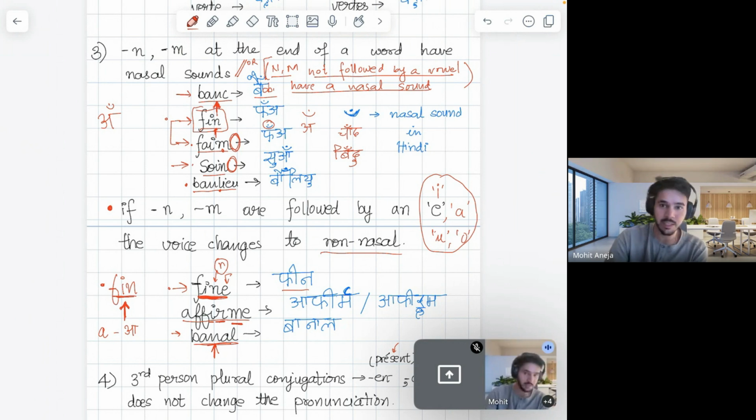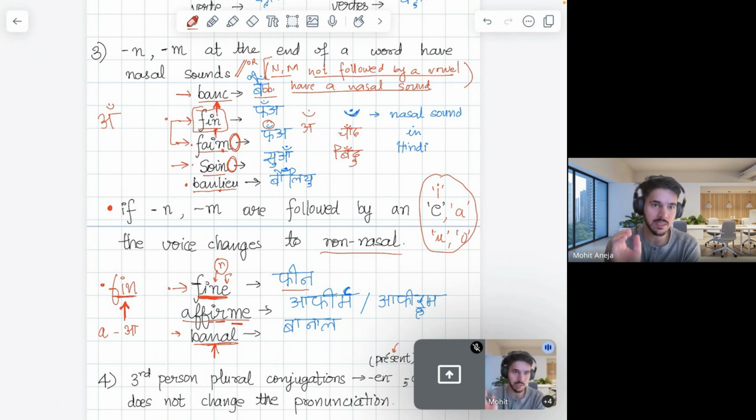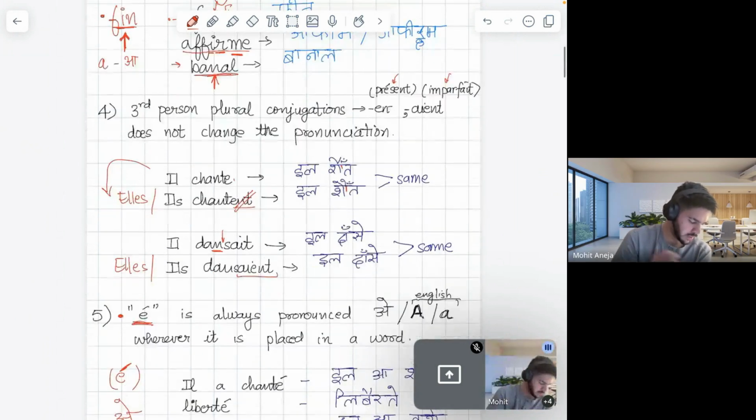Exactly, yes. Kriti, can you please say those rules again for me, just once more, so that I'm sure you understood? So, when N and M are followed by a vowel, then we don't pronounce the nasal, like in bon. We don't say N, right? Whenever it's followed by a vowel, it's pronounced as nasal. Okay, understood? Yes. All right. Very good. Now let's move on to the next rule.